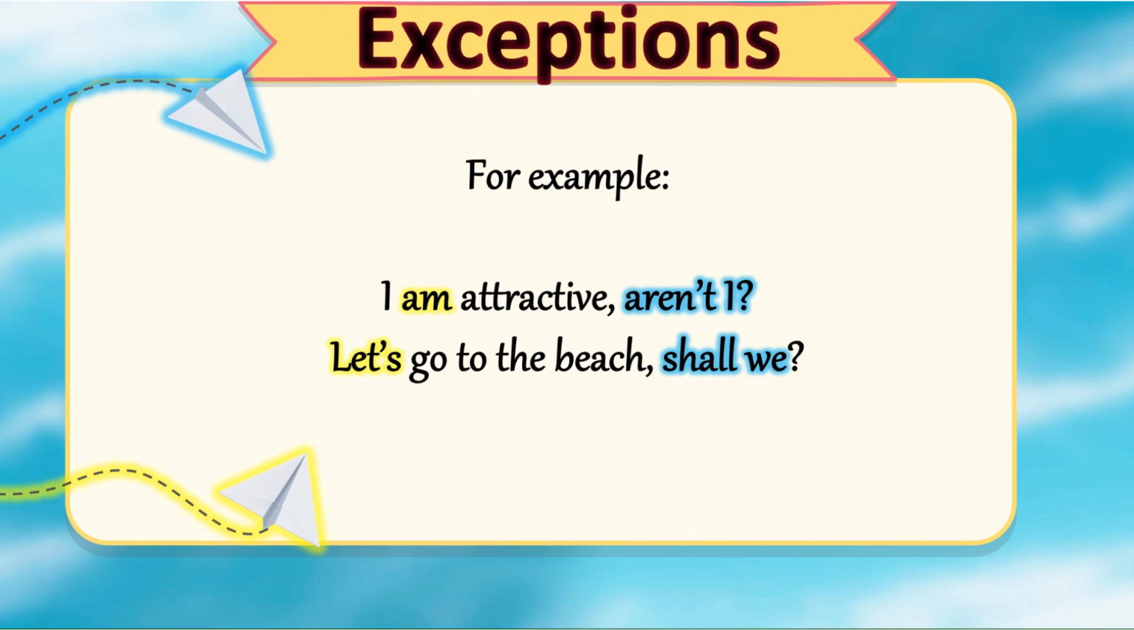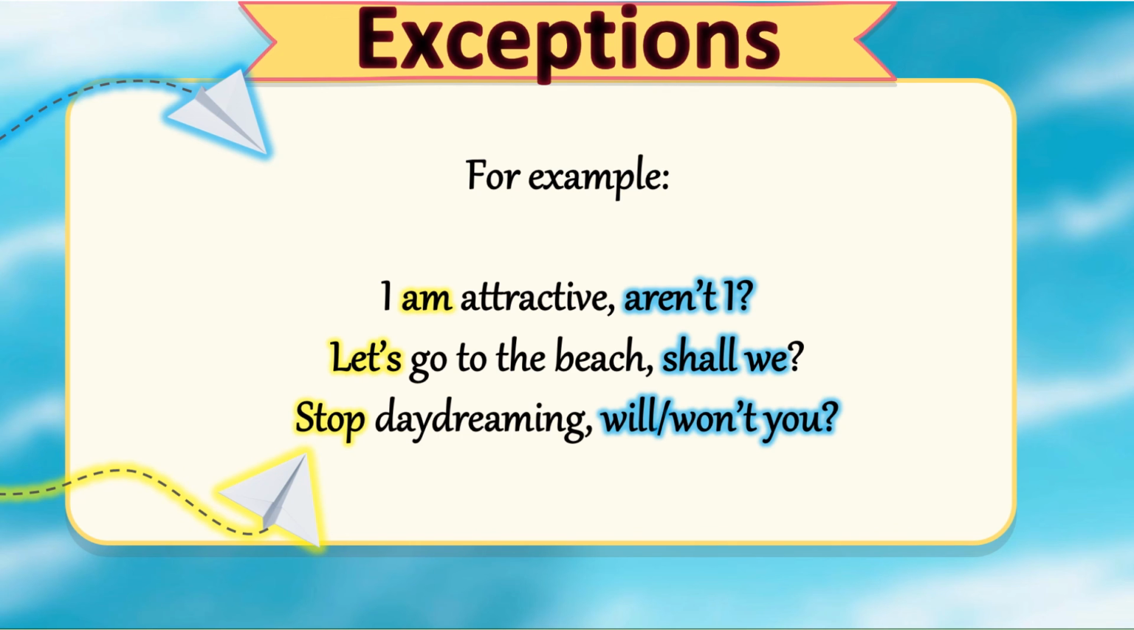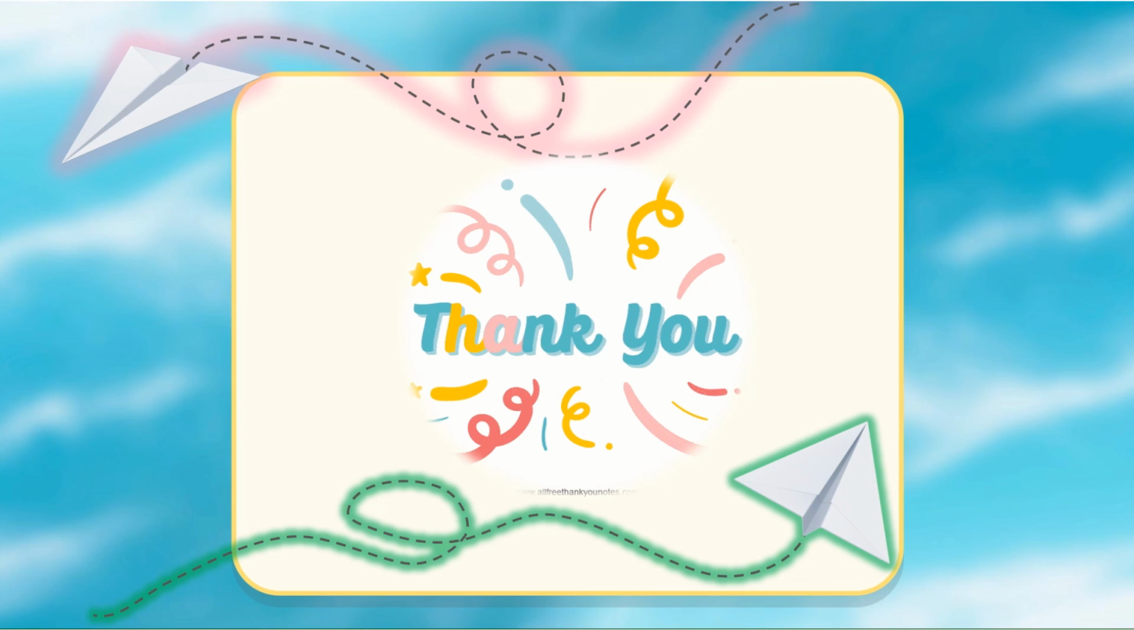Another exception: "Let's go to the beach, shall we?" So if you're using let's, right, in this case, in the tag, you must use shall we. What about a positive imperative? "Stop daydreaming." You must use will or won't you. So, "Stop daydreaming, will you?" or "won't you?" If it is a negative imperative, "Don't stop singing, will you?"